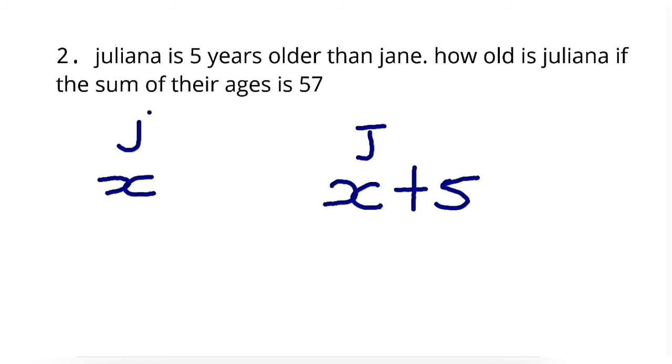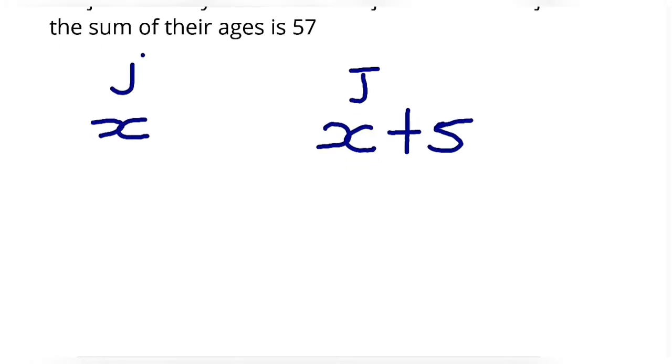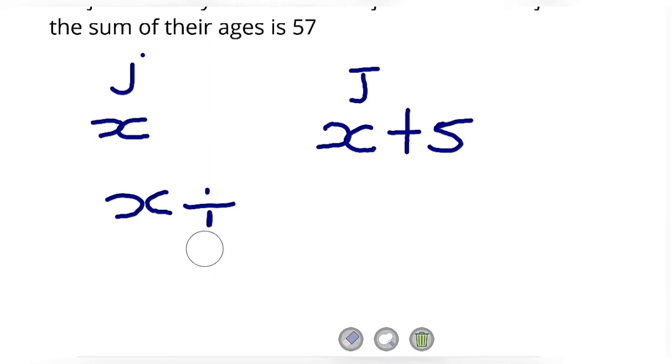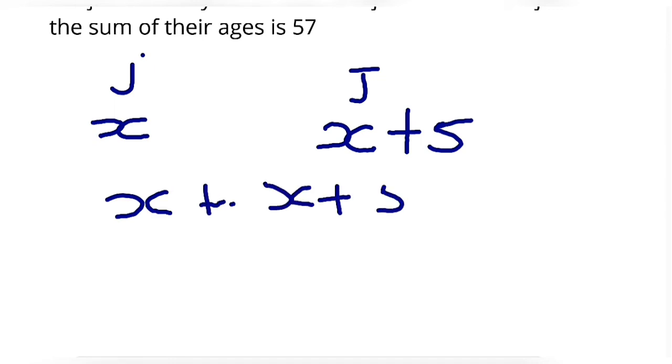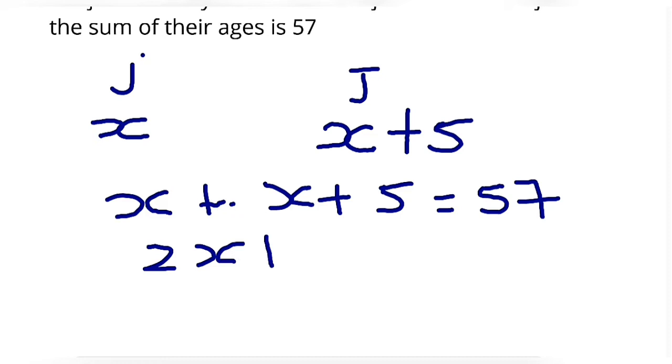So the question is saying that the sum of the ages is 57. That means that if we add Jane's age plus Juliana's age, we should get 57. So let us do that. Let us have X plus X plus 5 should give us 57. We are going to collect like terms, and the like terms are already together. So we shall get 2X plus 5 equals 57.